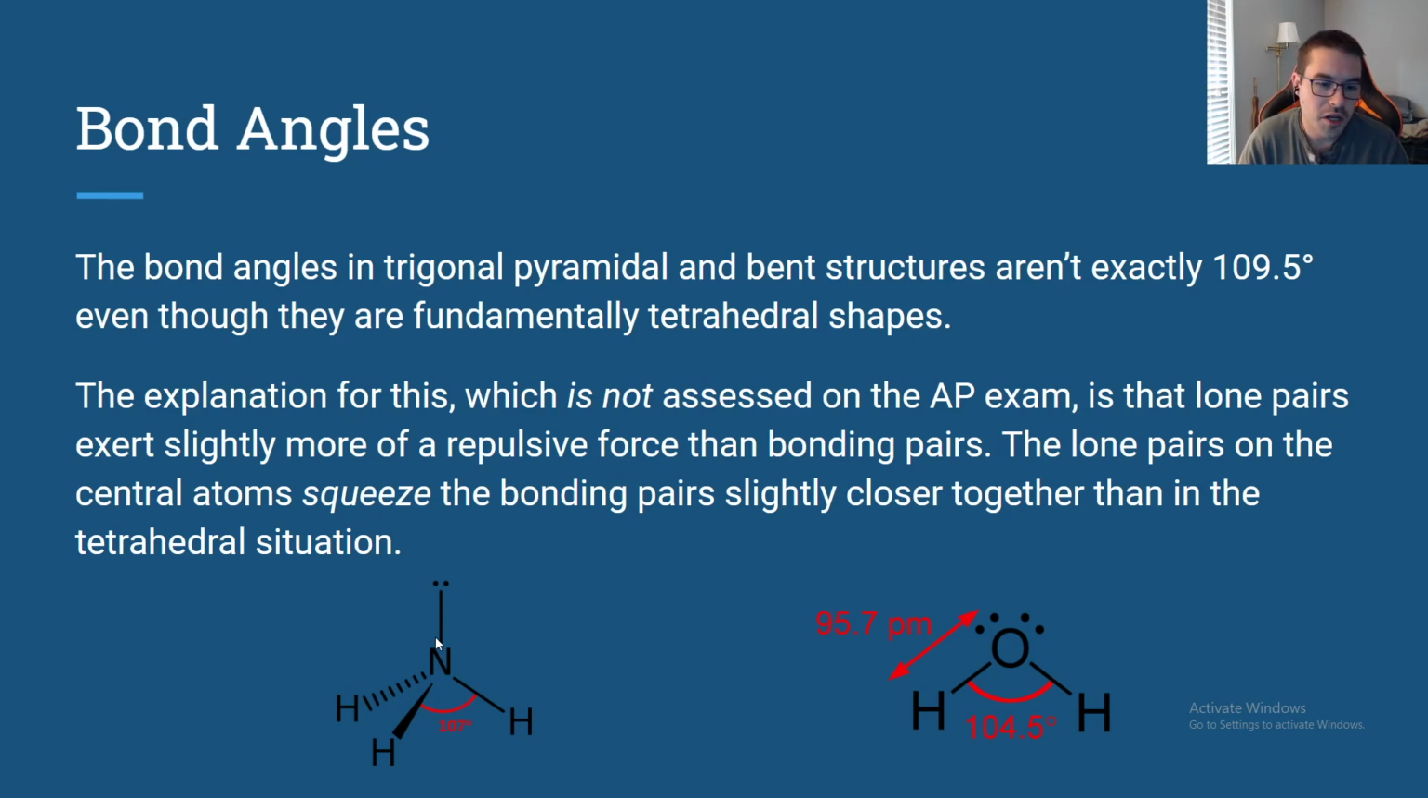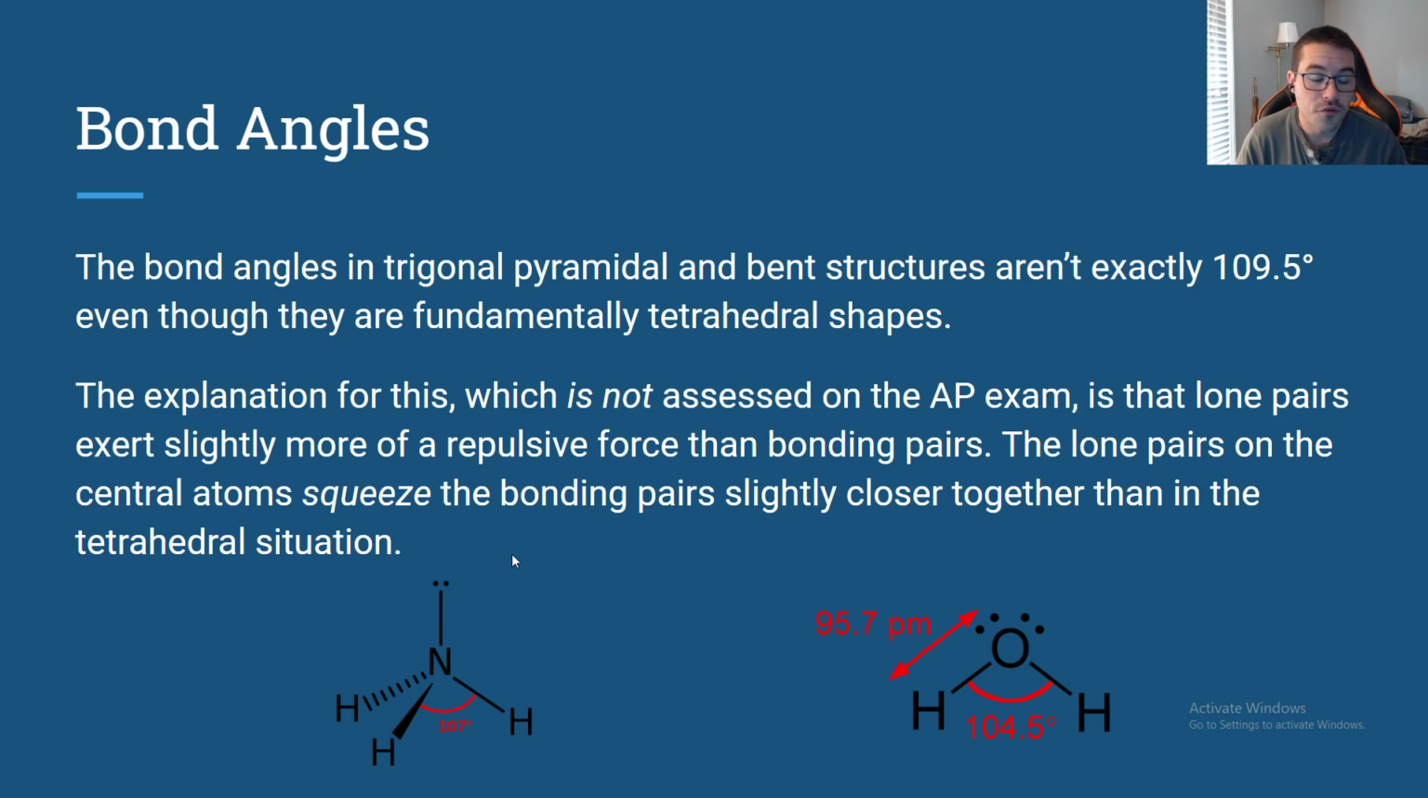The explanation is that they're actually closer to the central atom, and you guys know, due to Coulomb's law, if charges get closer, the force goes up, right? So the lone pairs, the fact that they're closer to the central atom, causes them to exert a bit more of a force. And so what happens is the lone pairs on the central atoms essentially squeeze the bonding pairs slightly closer together than they would be in a normal tetrahedral situation.